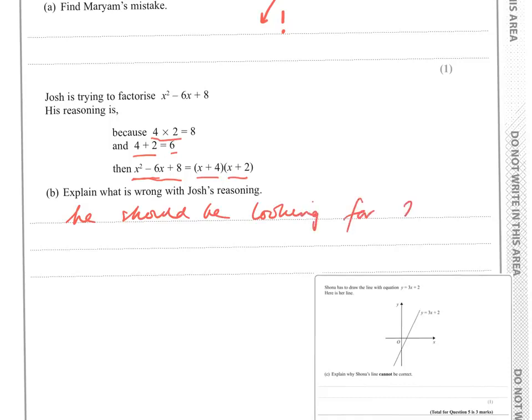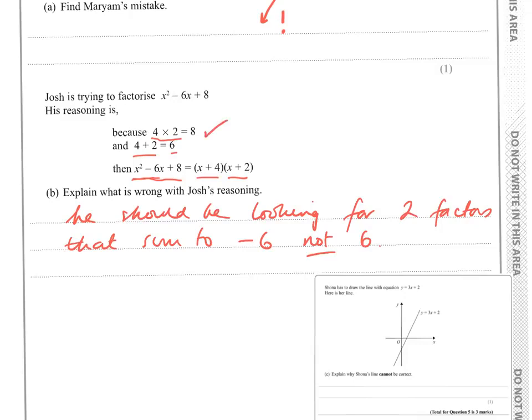two factors that sum to negative 6, not 6. So almost there, but not quite.